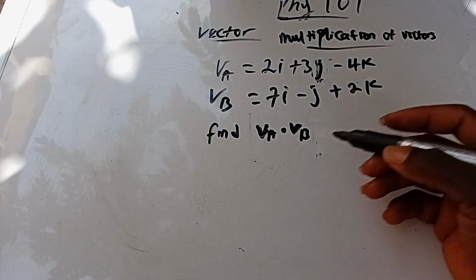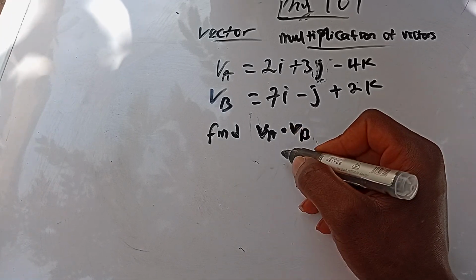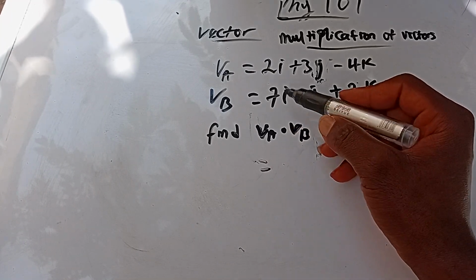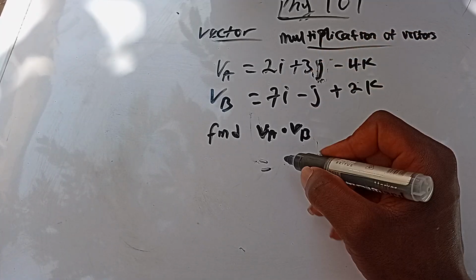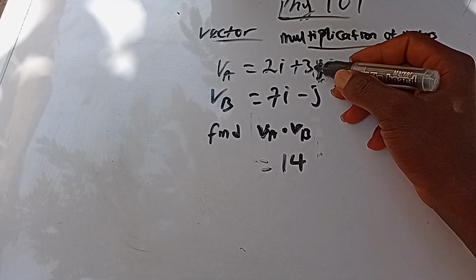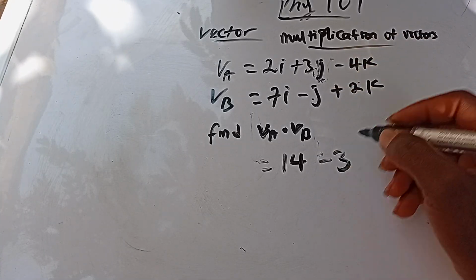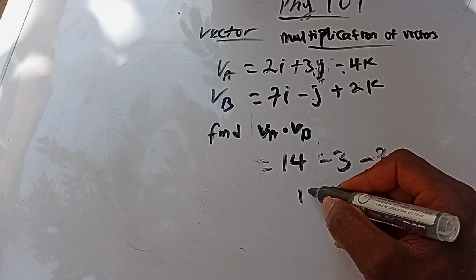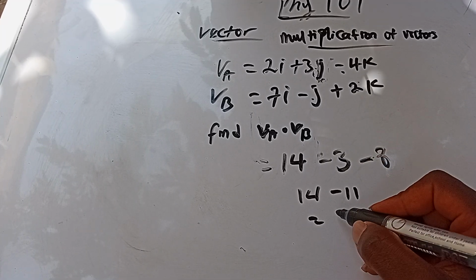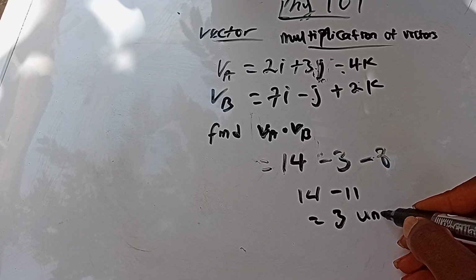So now let's dot vector A with vector B. Multiply the coefficient of I by the coefficient of I: 2 times 7, we have 14. 3 times minus 1, the coefficient of j in B is minus 1, we have minus 3. Minus 4 times 2, we have minus 8. So this gives us 14 minus 11. So the answer is 3, let's call it 3 units.